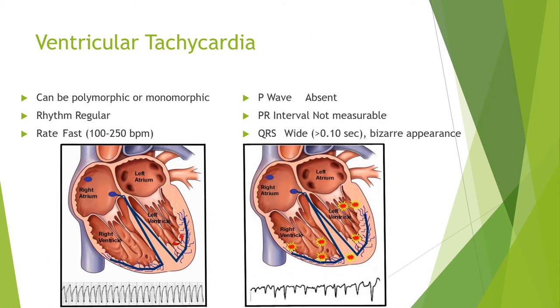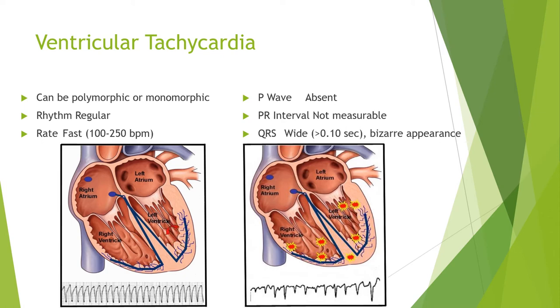Here we have ventricular tachycardia. So fast heart, but this one stems from the ventricles instead of from the sinus or the atria. It can be polymorphic, which means many shape, or it can be monomorphic, which is singular or one shape. The rhythm can be regular or irregular. The rate is usually very fast, over 100, even up to close to 300 beats per minute.